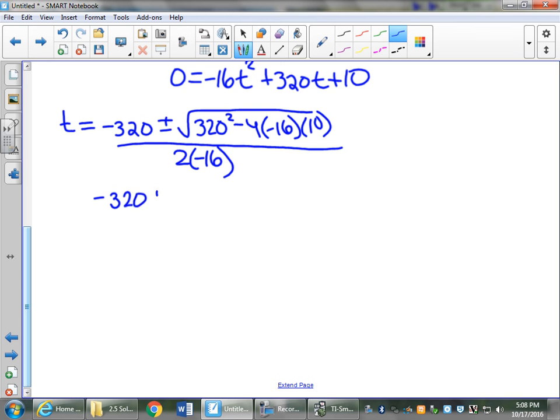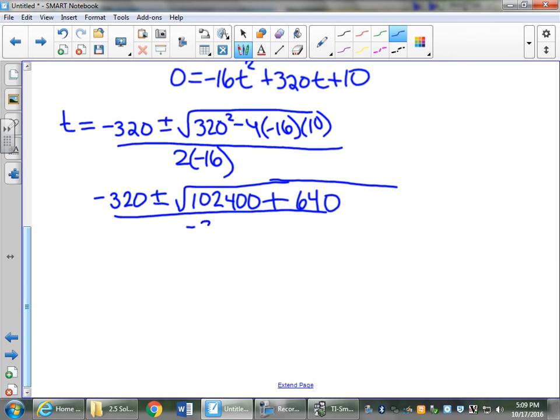Simplify it down. Negative 320 plus or minus the square root. I'm going to square 320, and yes, it's going to be a large number. 320 squared is going to be 102,400. I have two negatives with the 4ac, so it's going to change to a plus sign. 4 times 16 is 64, and 64 times 10 is 640. Okay, 4 times a times c, all over 2 times a, which will become negative 32. Keep going with it.